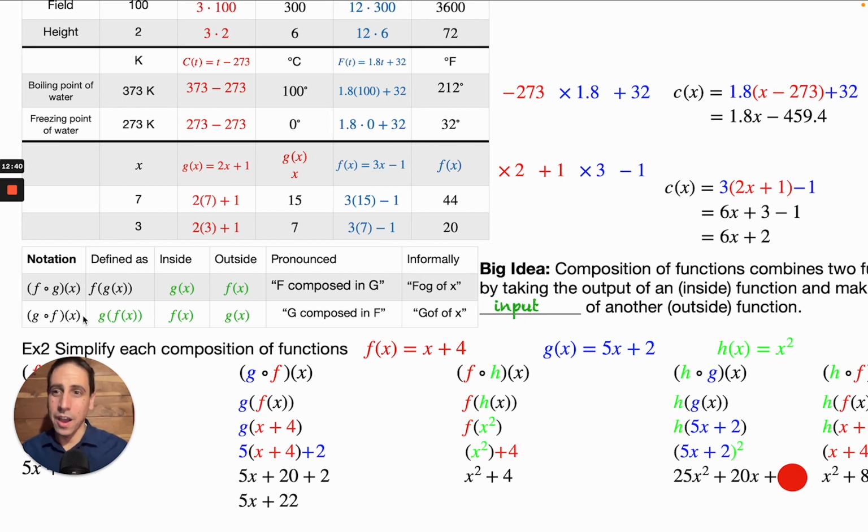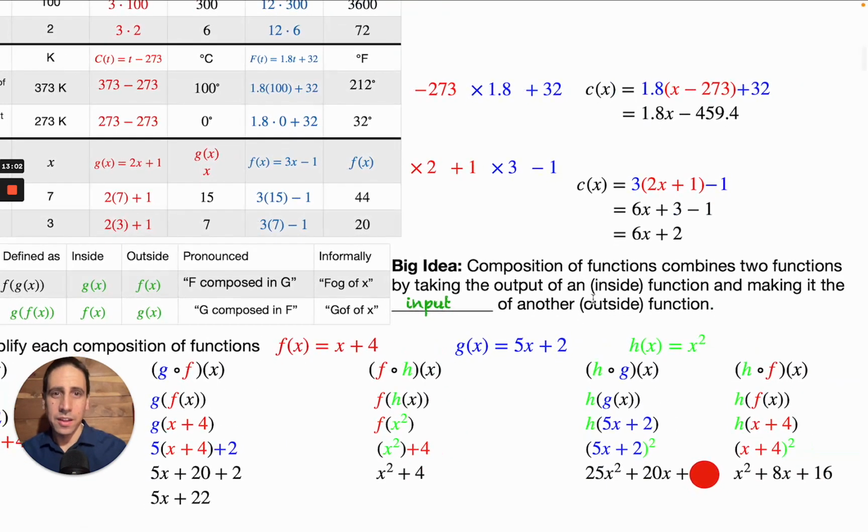And this would be gof of x. In the notation, g composed in f of x really just means you're going to put the f function inside the g function. And then like this. So inside function is f of x, outside function of g of x. And it's formally pronounced g composed in f, but really you can call it gof of x if you're just like casually talking about it in conversation.